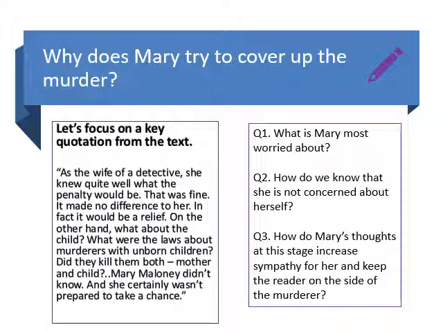What is Mary most worried about? You could say here that because she's 6 months pregnant, she's most worried about the consequences for her unborn child. Question 2 says, how do we know that she's not concerned about herself? Well, it says here, she knows as the wife of a detective what the penalty would be.